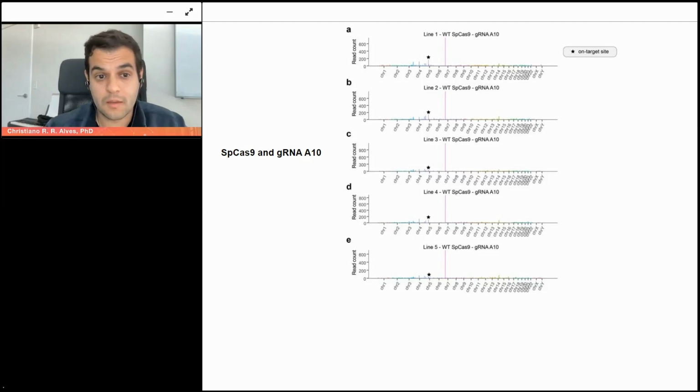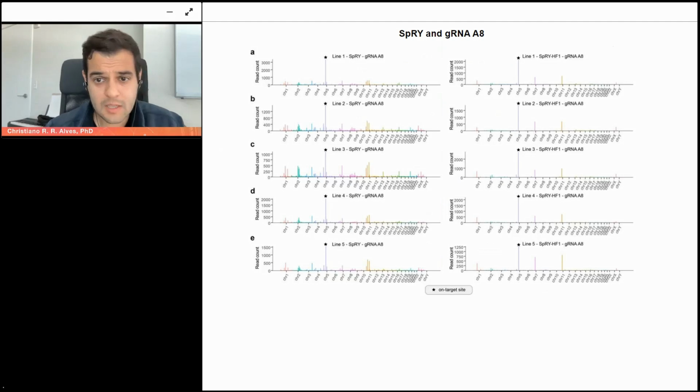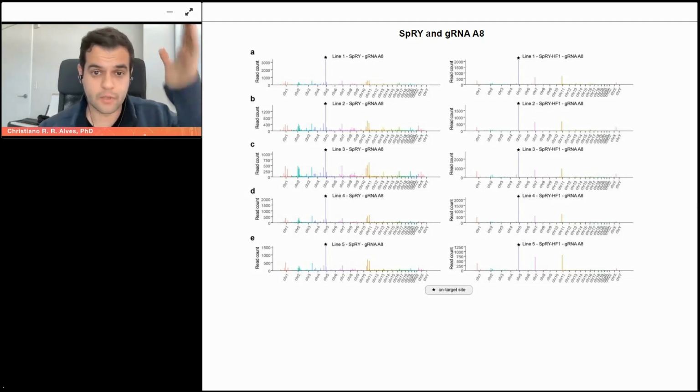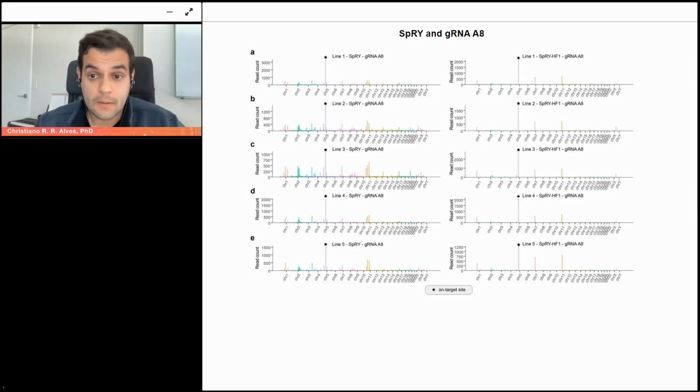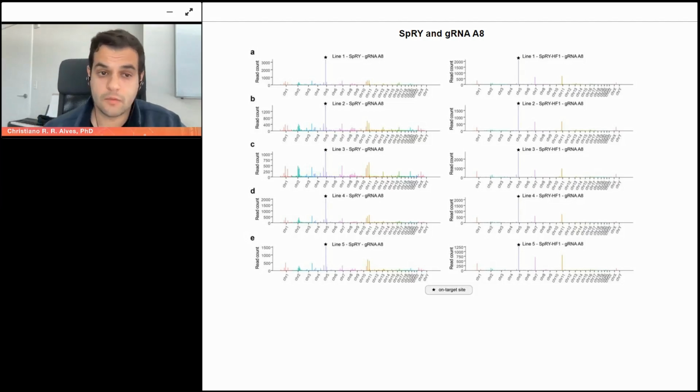So this is using wild type. When you go to the SpRY version, what you see is the peak in chromosome 5, that's our target site, the SMN2 gene. And then if you compare what you see in the first column, that's using SpRY, to the second column, that's using SpRY high-fidelity versions for each one of the cell lines. The panels A to E are each one of the human cell lines. You see that using the high-fidelity versions, you just decrease overall this off-target editing.